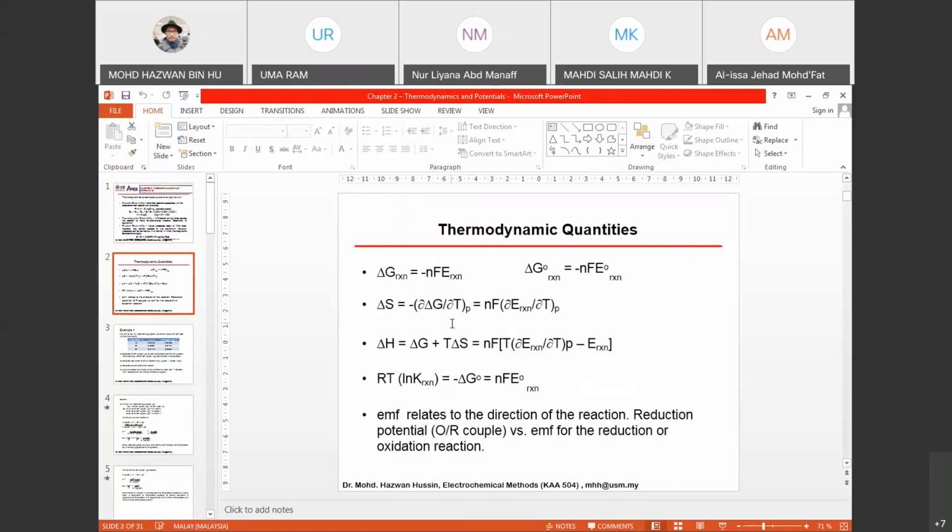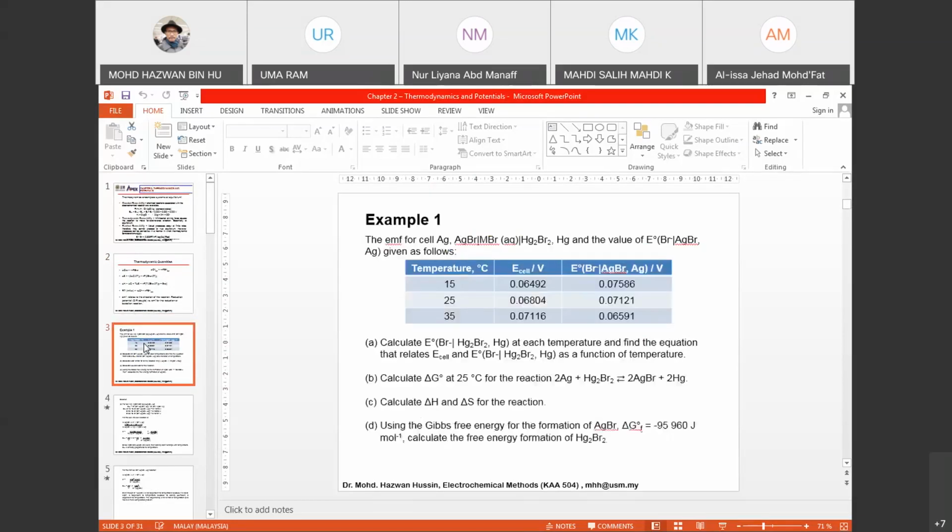And I believe that we have seen a few equations related to thermodynamics. As what I have mentioned, this one is the free energy, Faraday's equation. Delta G is equal to minus nFE, and then you also have another equation related with entropy. And you can also calculate delta H, which is enthalpy, using a Gibbs-Helmholtz equation: delta G plus temperature multiplied with delta S. So we are going to look at examples.